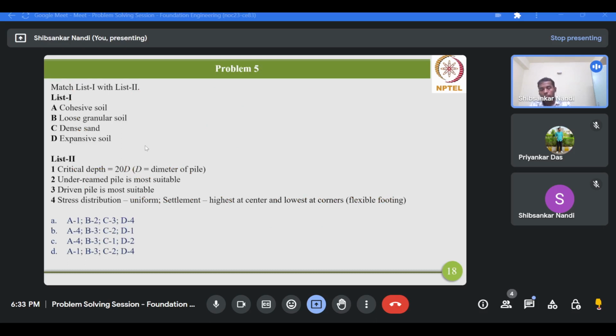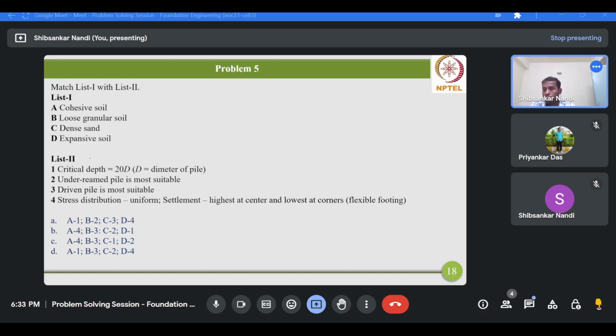Now this is problem 5. In this problem, we have to match list 1 with list 2. In list 1, the type of soil is mentioned. A is cohesive soil. B is loose granular soil. C is dense sand, and D is expansive soil.